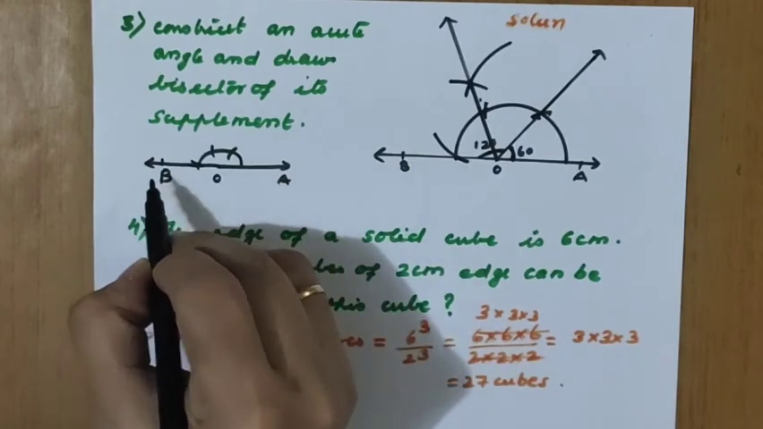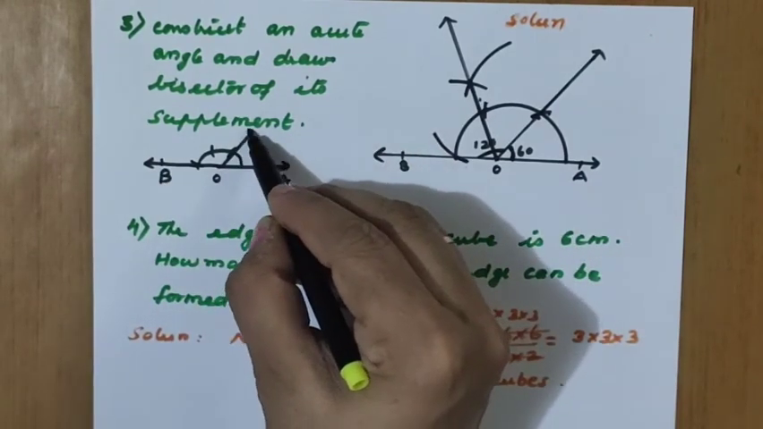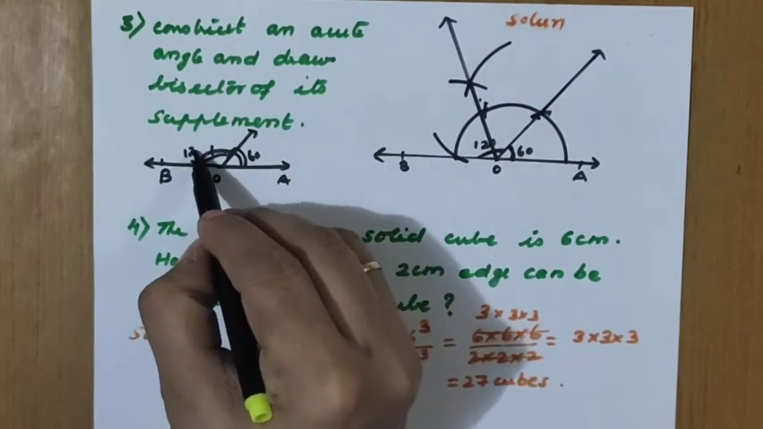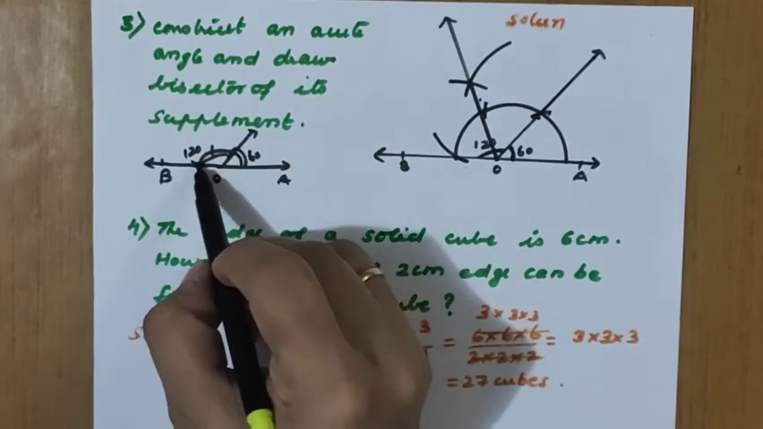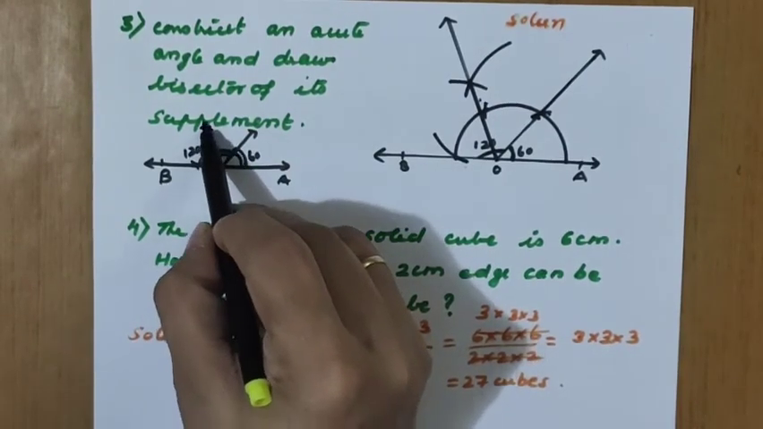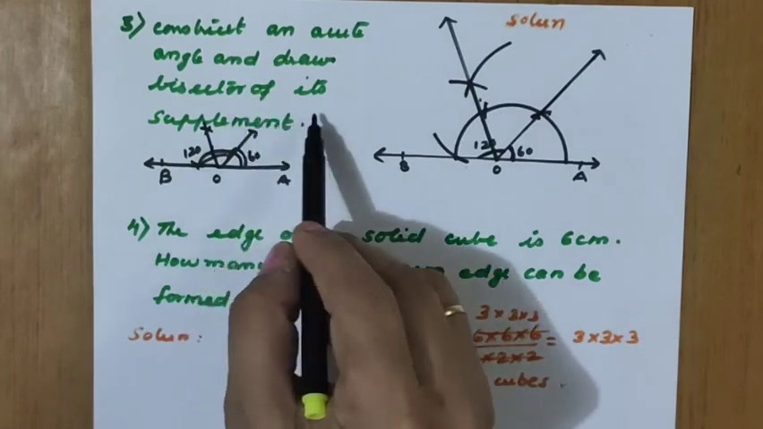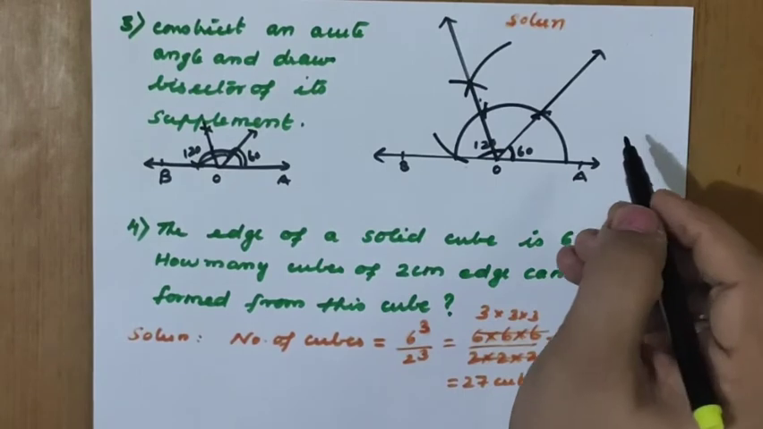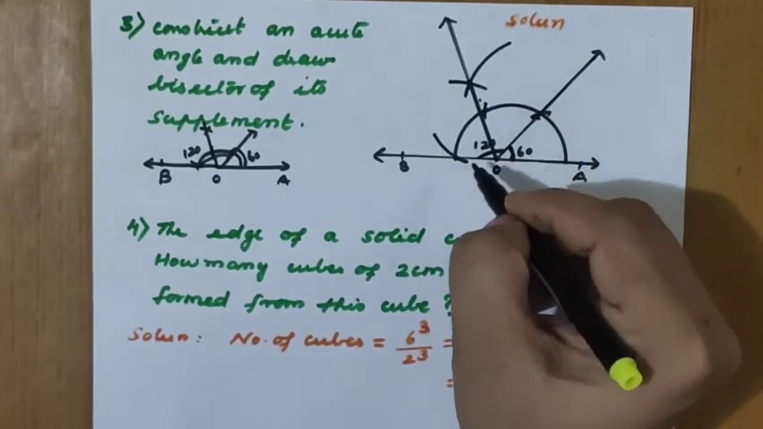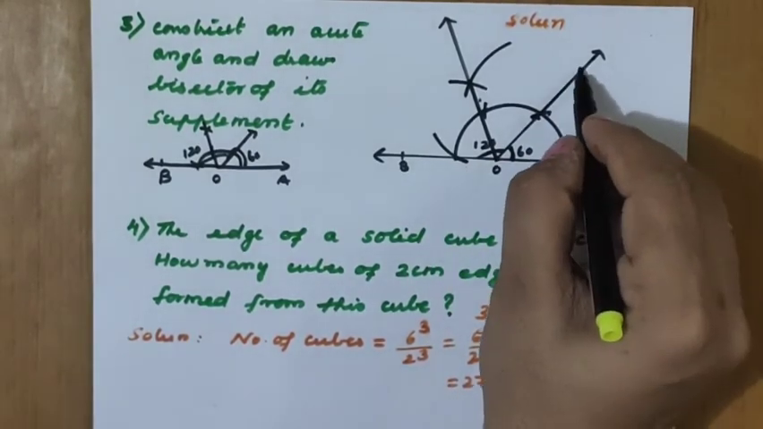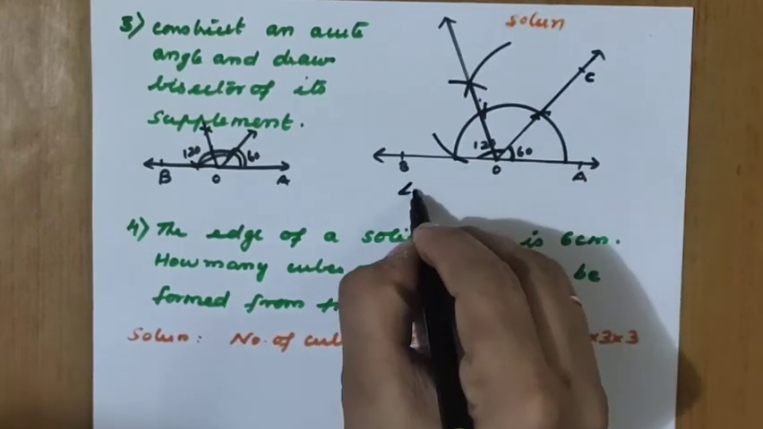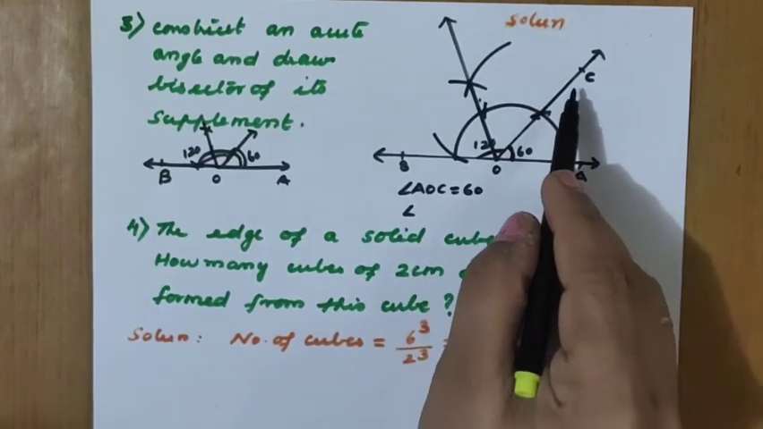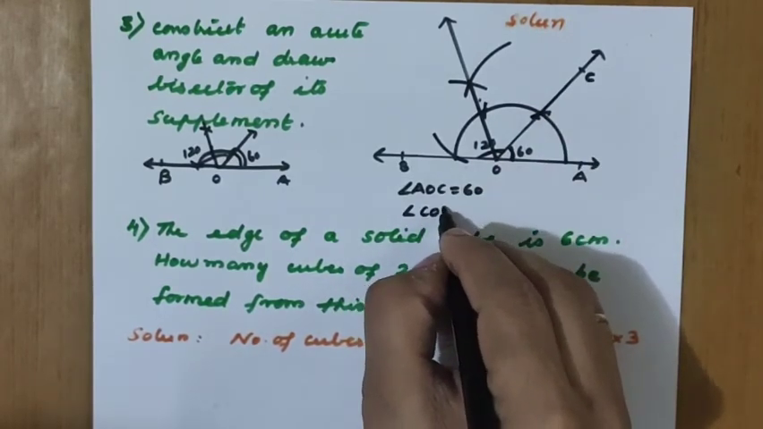So AOB equals 180 degrees. Now if you draw this, it is clear this angle is 60. What is the remaining angle? It is equal to 120. So the bisector of 120 is to be drawn, that is, the bisector of its supplement. We mark the rays: AOB is 180 degrees. I will take C, so AOC equals 60. Therefore COB equals 120.